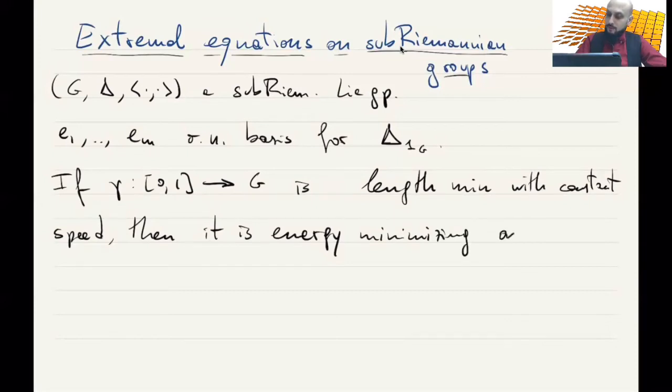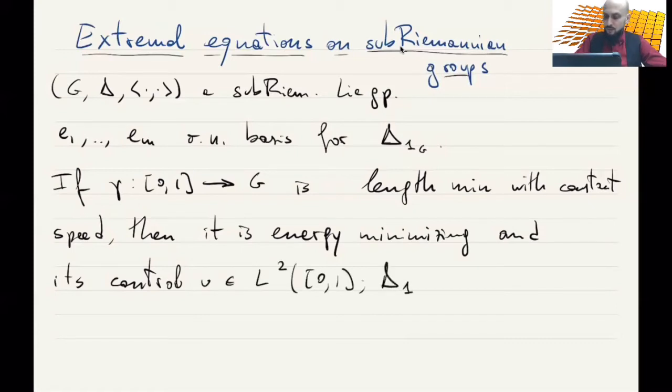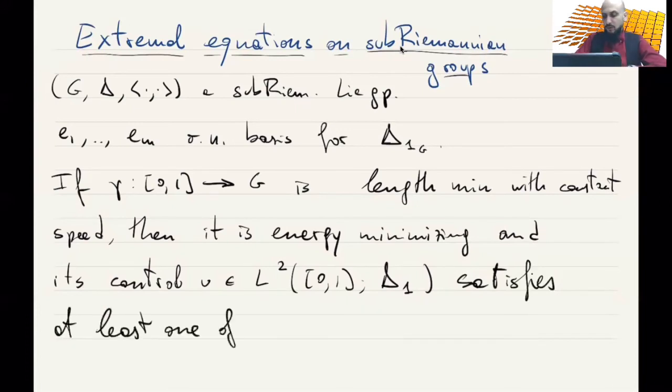And then we wrote that its control u, which is an element of L2([0,1]) valued into delta at 1, satisfies at least one of the two following equations.